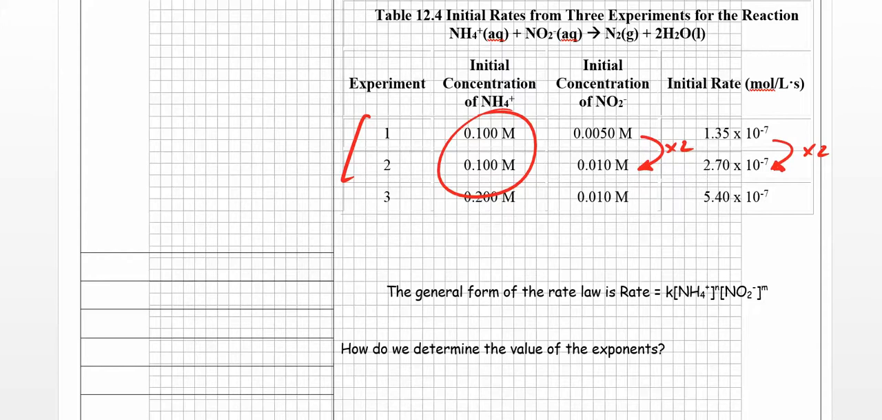Now let's take a look at the parts other than the NO2 minus. The k, well, that's a constant. That's not going to change. And we now know that NH4 plus is constant between these 2 experiments anyway. The NH4 plus is also a constant.